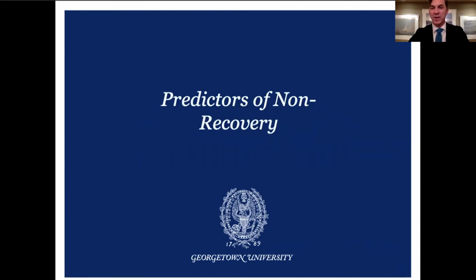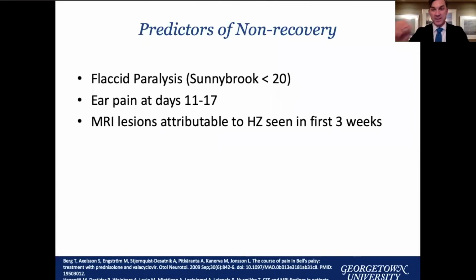So are there predictors of non-recovery? Well, as that study just showed, when the Sunnybrook is low and when there's flaccid facial paralysis, that is a predictor of non-recovery in and of itself. In addition, there have been studies that have shown that the symptom of ear pain 11 to 17 days after the onset of the condition, so just after the steroid taper is finished if you're doing a 10-day steroid taper, that those patients in the 11 to 17-day pain group have a significantly worse outcome than those who do not have pain at that time point.